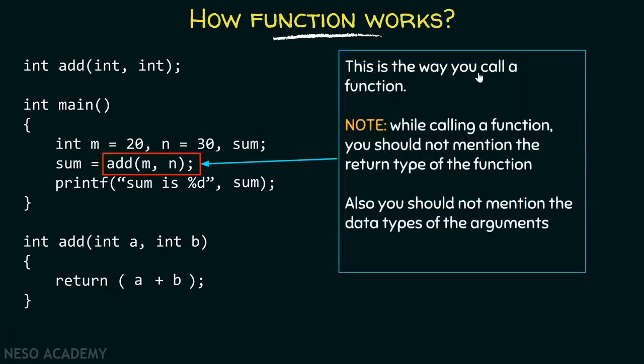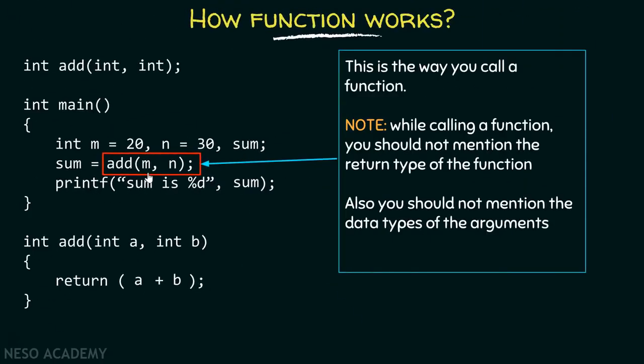This is the way you call a function. Note, while calling a function, you should not mention the return type of the function. Also, you should not mention the data types of the arguments. You should only mention the names of the arguments. This is very important to note down when you're calling a function.